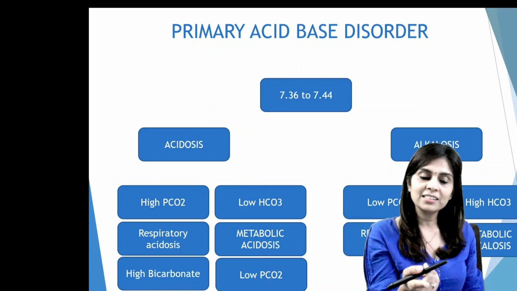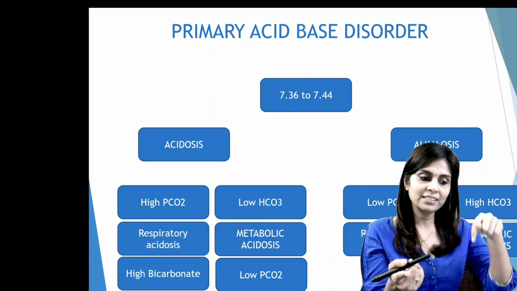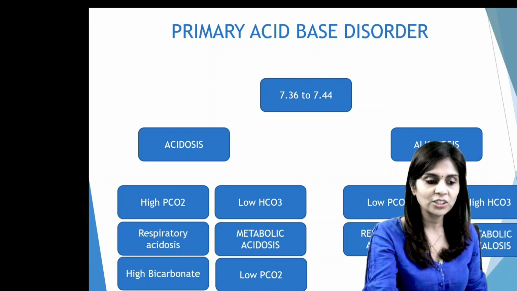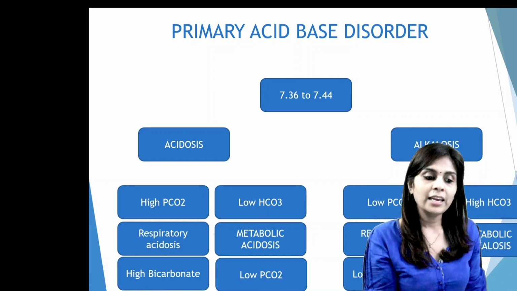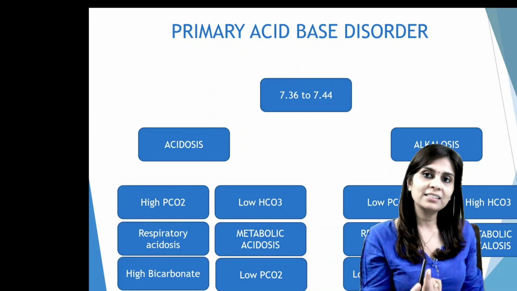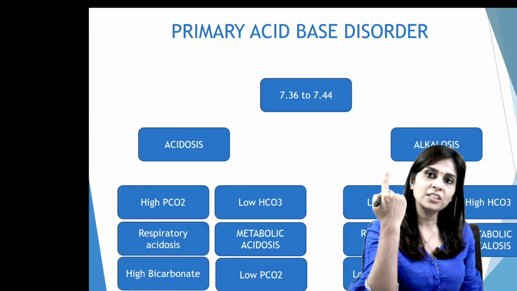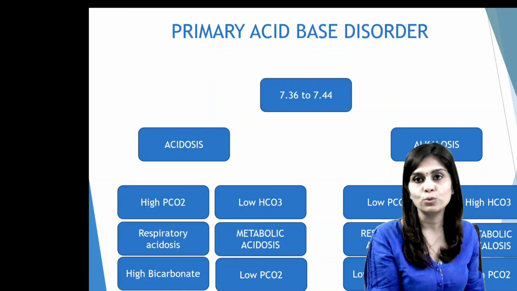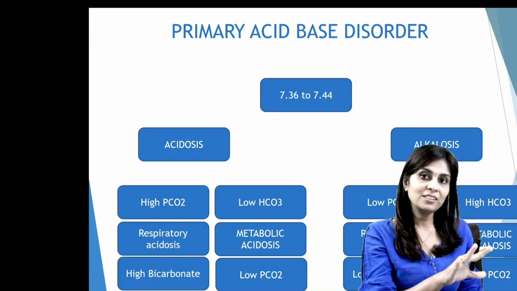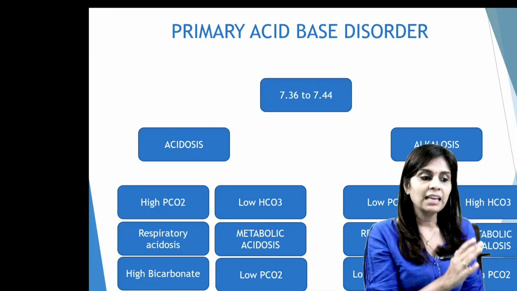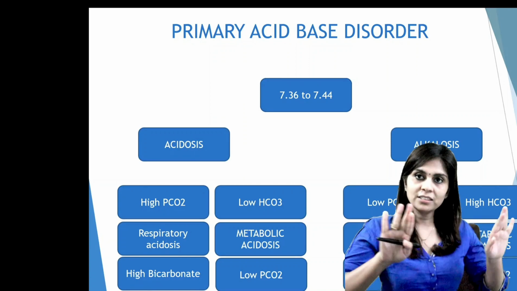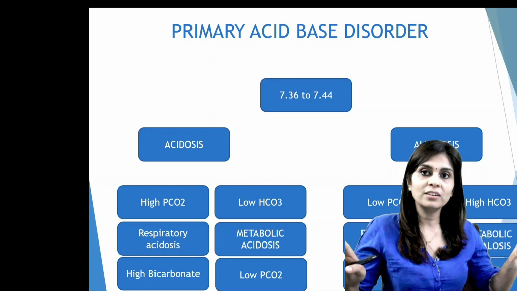So what happens in respiratory alkalosis? The primary defect is a decrease in PCO2, compensation will be a decrease in bicarbonate. In metabolic alkalosis, the primary defect is an increase in bicarbonate, so the compensation will be an increase in PCO2. So this is the basis of compensation. Does this mean only when the pH is abnormal there is an acid-base disorder? No.